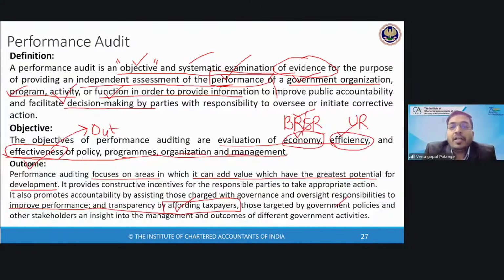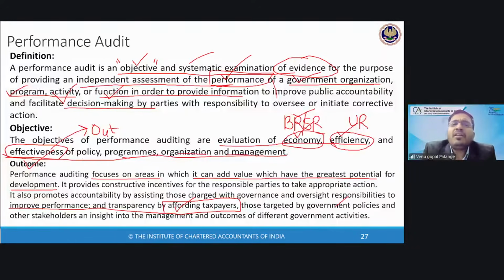Got it? So economy is spending right, buying right, efficiency is utilizing it right, effectiveness is outcome. The output which is desired is as per expectation or less or exceeds expectations. If it exceeds expectations, then you are a good performer. Then the function is performing well, then the activity is performed well, then the program was successful. The government organization is performing well, right?